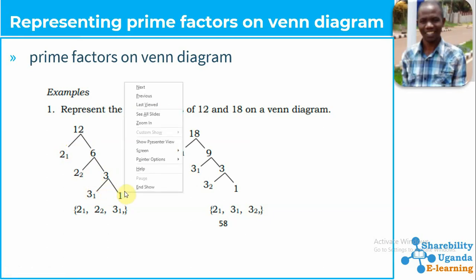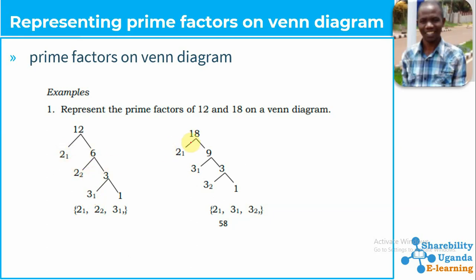So when we get all those figures, this simply means that we have our first 2 here and our second 2 here, then our first 3. So this simply means that 2 happens 2 times to divide these numbers of ours.